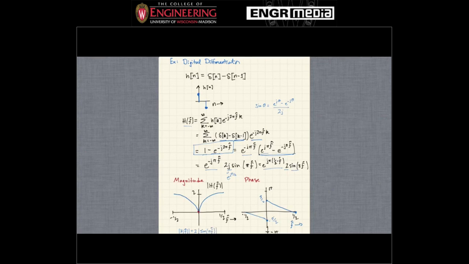The reason is just because this phase term doesn't contribute to the magnitude, right? The absolute value of e to the j, anything, is always 1. So I'm plotting 2 times the absolute value of sine pi f hat here. That's all this plot is.